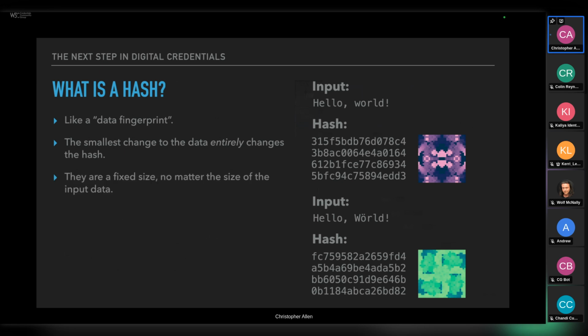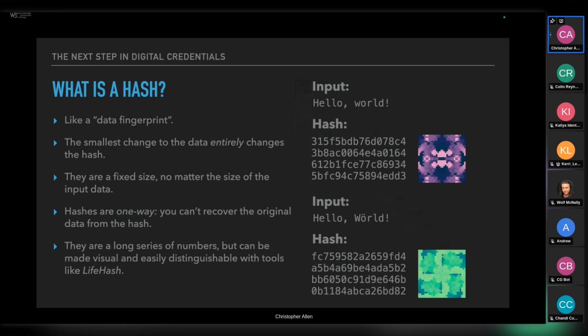So that's what hashes are. They're fixed size, no matter what the size of the input is. You can consider them to be the ultimate in lossy compression. And hashes are one way, you can't back them out. They're really a long series of numbers, but again, they can be made more visually visible.